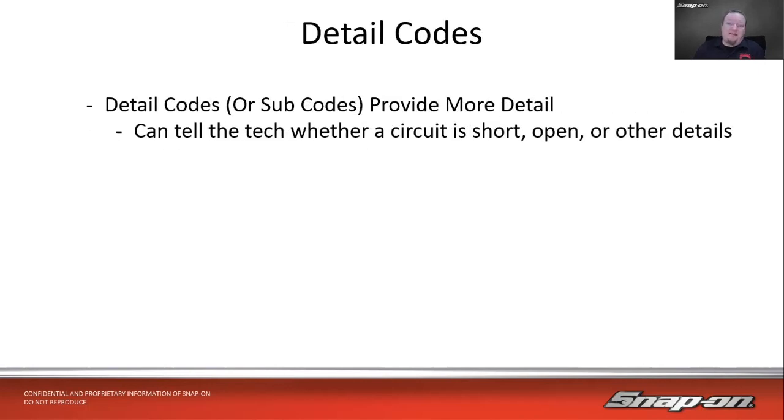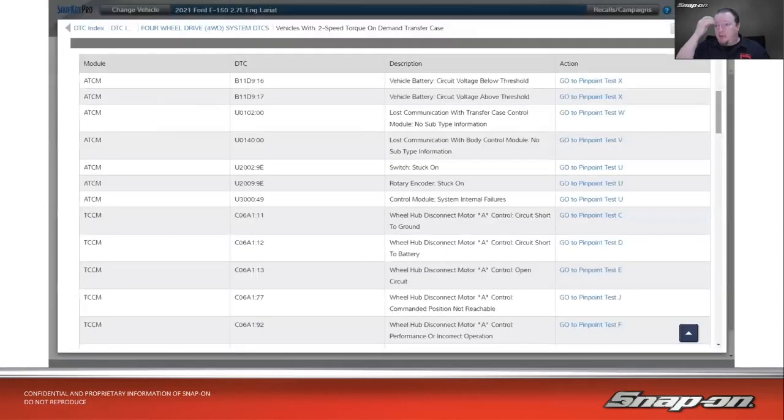And then we also have detail codes, also commonly known as subcodes. They provide more detail to the code, which will help the technician know whether it's short, open, or other details in there. So if we come over here, we see this list. This is out of a 2021 F250. We have a B11D9 subcode 16, which means vehicle battery circuit voltage below threshold. But if we have that subcode 17, you see how it's the same base code. So 16 and 17. 17 is vehicle circuit voltage above threshold.